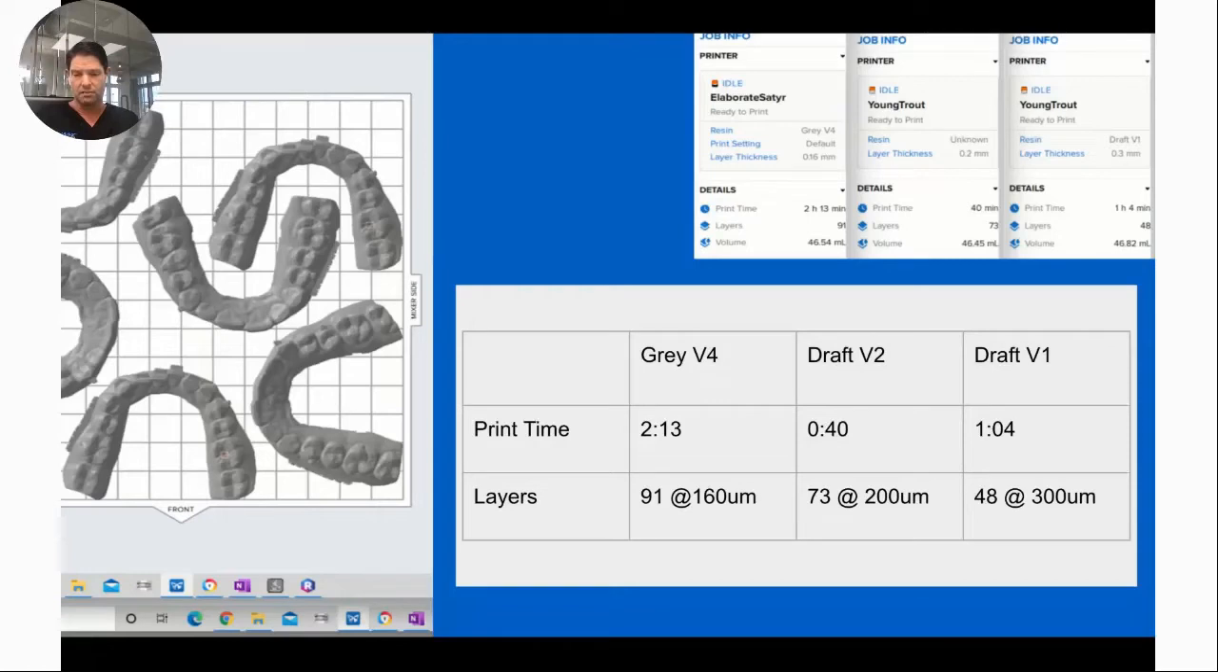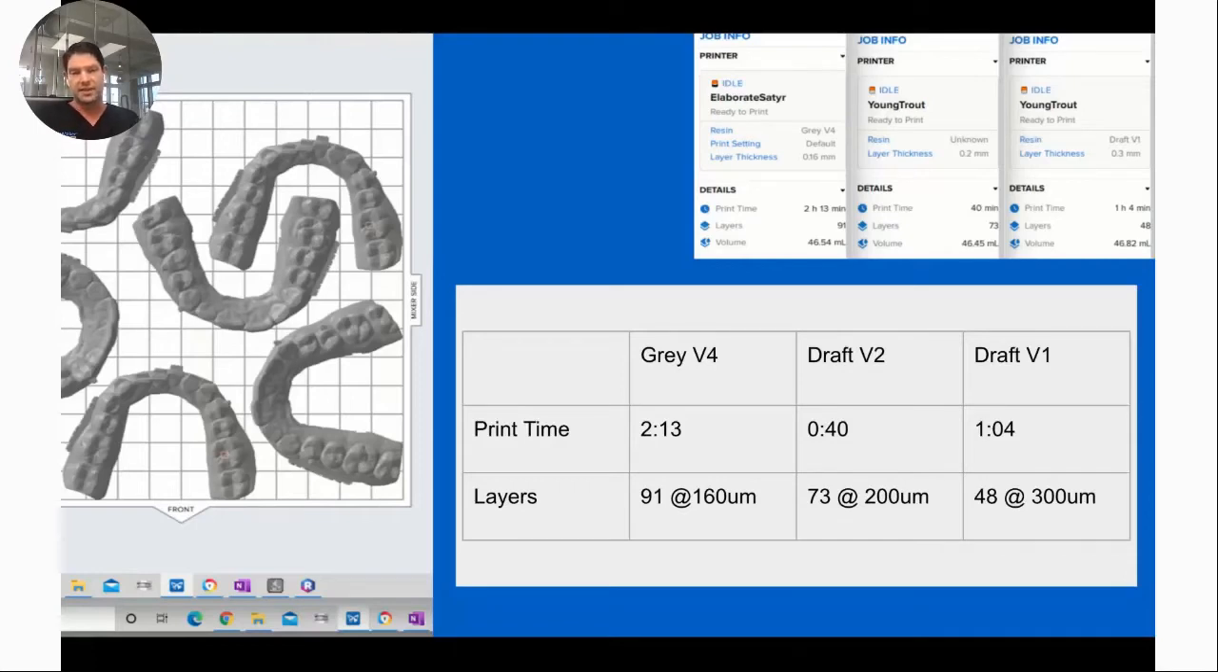I can print one model in easily less than 20 minutes. I printed, you see the build there on the left of the screen, 6 models in 40 minutes using this version 2 of the draft. If I had done that in the blue draft material version 1 at 300 micron layers, it would have taken just a little over an hour.